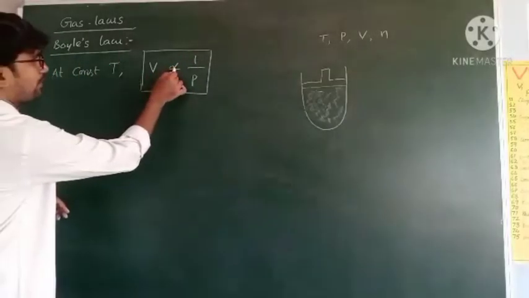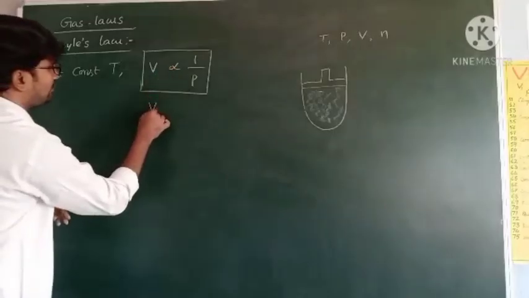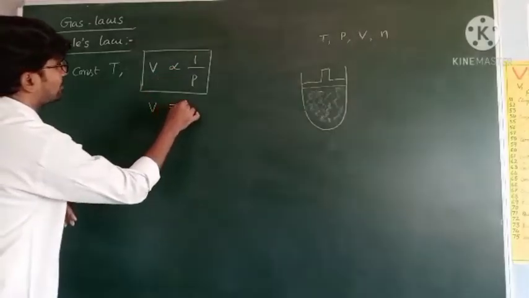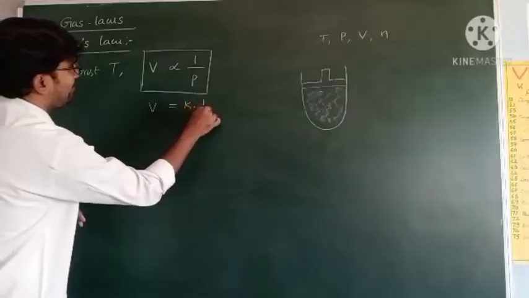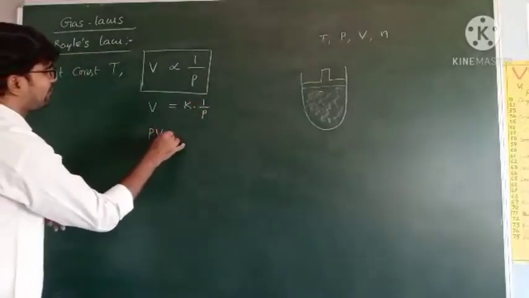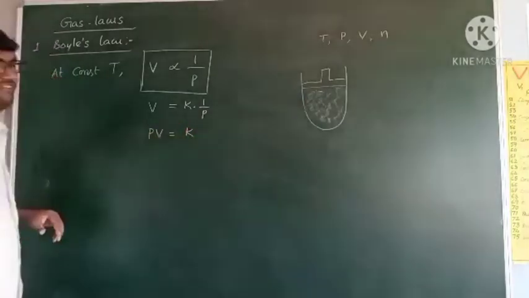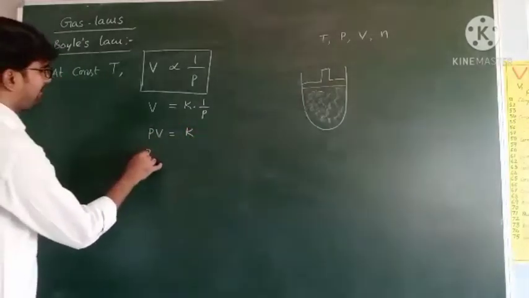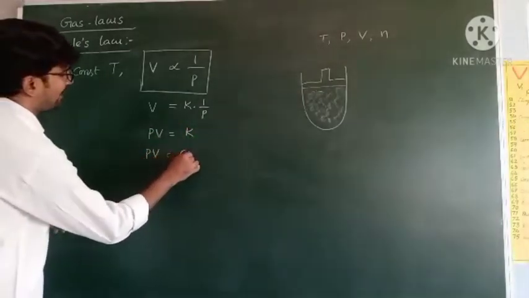Now, for removing this proportionality, introduce one constant, the proportionality constant K, into 1 by P. If P moves to this side, PV is equal to K. So PV equals K means PV is constant.